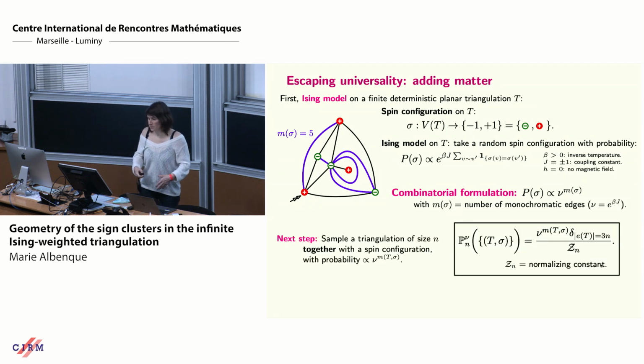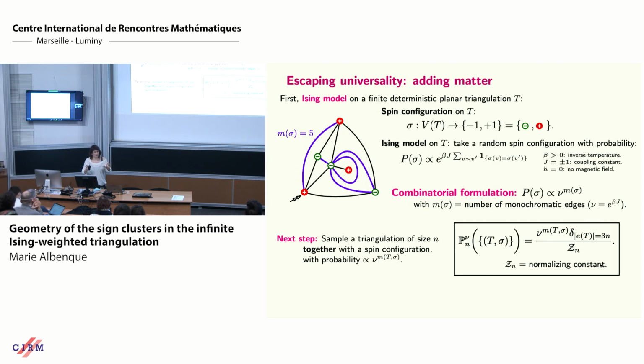The idea is now to consider, again, triangulations of fixed size n. And now I'm going to consider a triangulation with spins with a probability which is this one. So I still have nu to the power number of monochromatic edges. I'm just restricting my attention to triangulations of size n. And I'm going to sample a triangulation with spins with this probability, normalized to have a probability distribution. So far it's very easy probability. It's a finite triangulation of size n, a finite set, so I'm just doing discrete probability. I have no issue of normalization. Everything is finite here, I have finite sums, everything is fine.